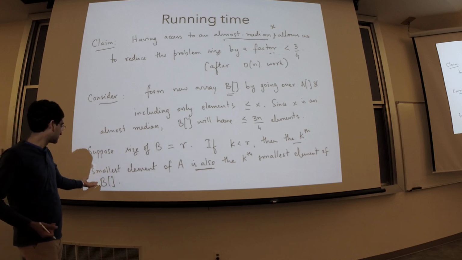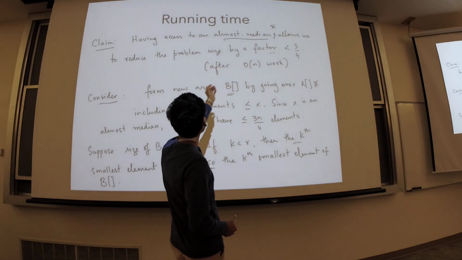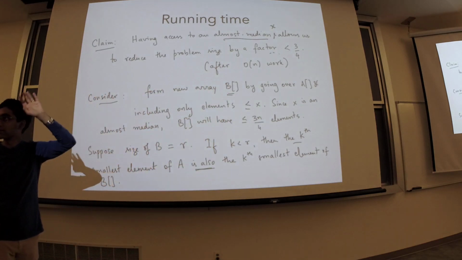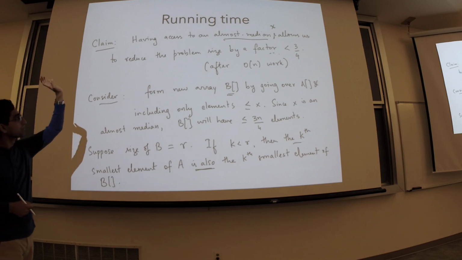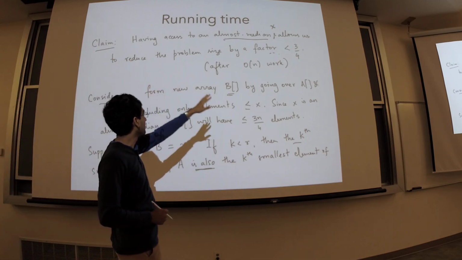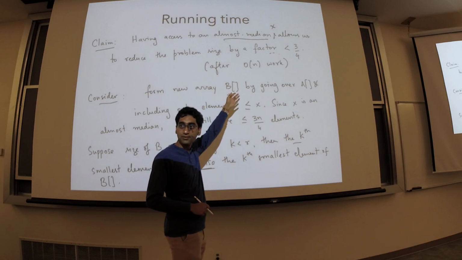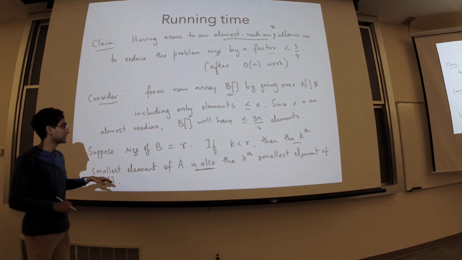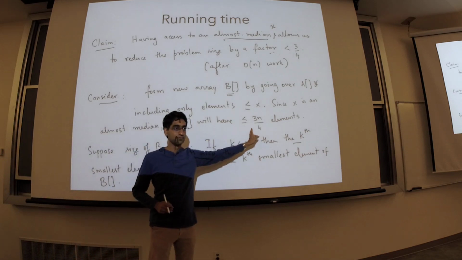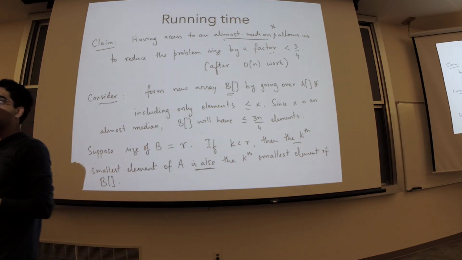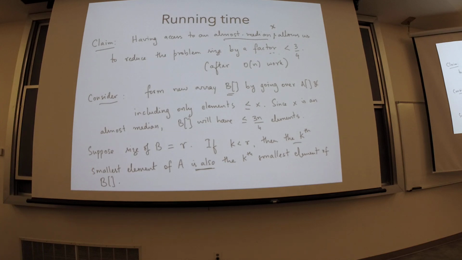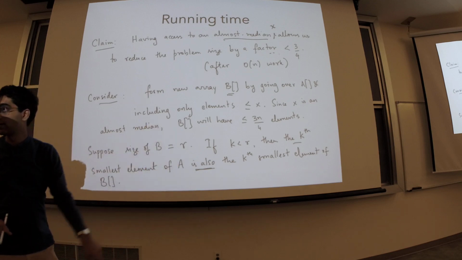And I claim this is nice because you've done O of n work apart from finding the almost median. Let's say that is given to me for free. You've done O of n work, constructed this array B, and you're recursing on a problem of size at most 3n by 4. So you've gone from problem size n to 3n by 4 by doing only O of n work, and that is very good. That will end up with near linear time. But before we go there, let's look at what happens if k were more than r.